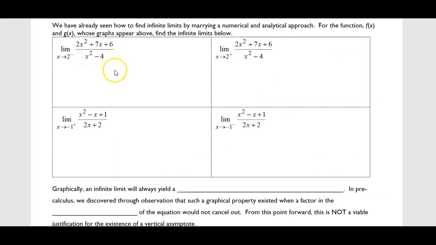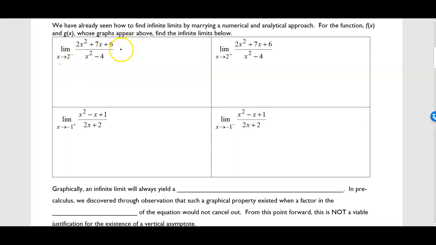So those last problems were problems that we've already done before. We've looked at graphs, we've found left and right limits and right end behavior. What we're going to do now is try to see how we do that algebraically. So this problem asks me to find the limit as x approaches 2 from the left of 2x squared plus 7x plus 6 over x squared minus 4.